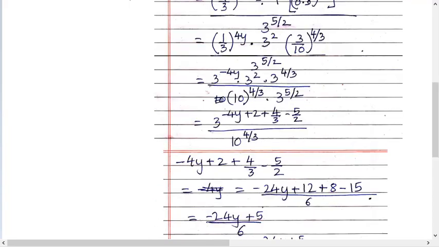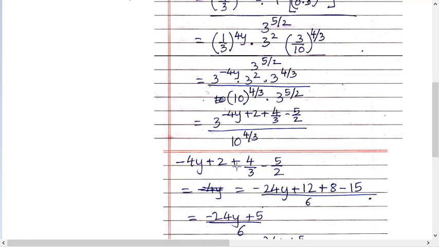Let's move ahead. So in the numerator now, the bases are same. Add them. So 3 raised to minus 4y plus 2 plus 4 by 3, right? And this 3 raised to 5 by 2 in the denominator, let's bring this also up. It becomes minus 5 by 2. So add this to the above base, the whole upon 10 raised to 4 by 3 as it is. Right? Now let's solve this index only.